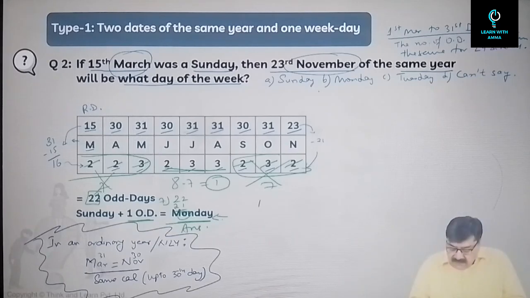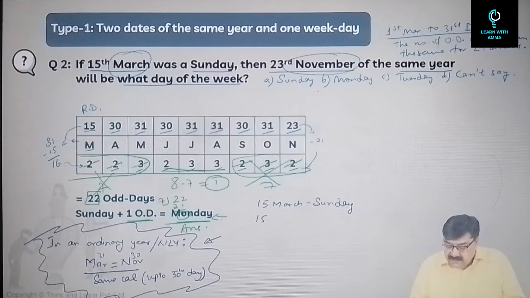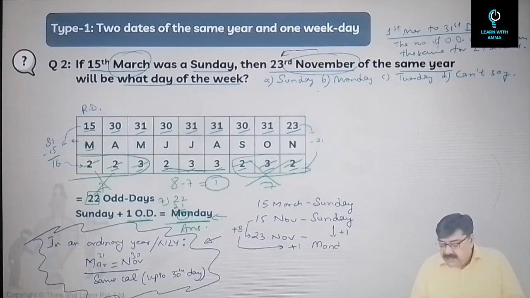Now 15th March is given to you as a Sunday. Because we learned the concept that March and November have the same calendar, it means 15th November will also be a Sunday. Now from 15th November to 23rd November, because that is what is asked in this question, there are going to be 8 days, isn't it? So 23 minus 15 is 8, which will mean 1 day extra. So from Sunday, you move ahead by 1 day to get Monday as your answer. That is given to us in choice B. So you take care, and this is where you can save time and improve your accuracy.